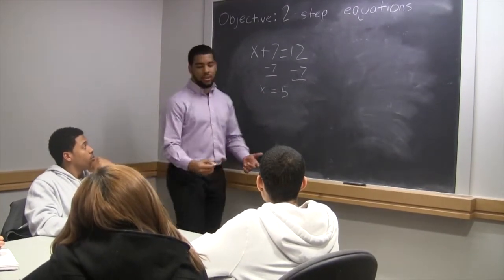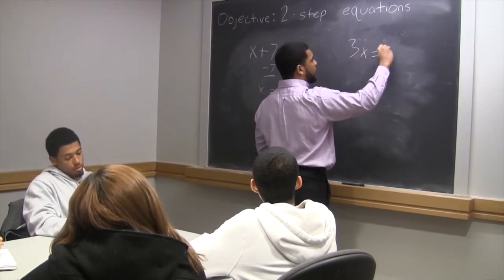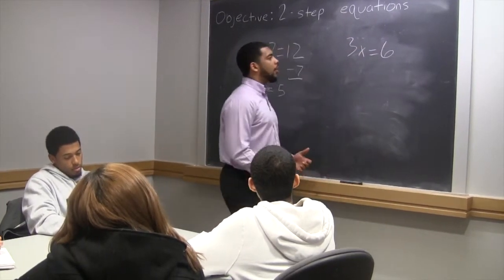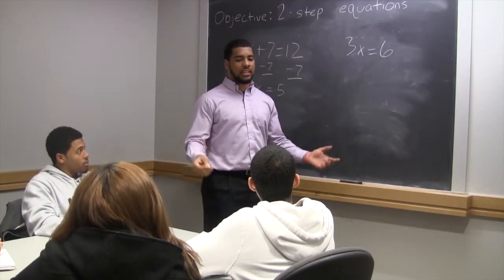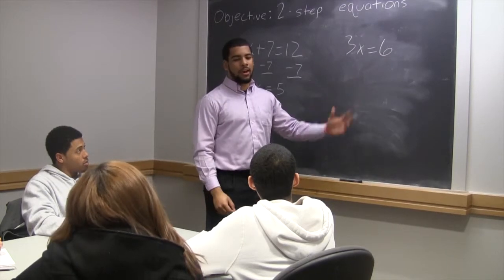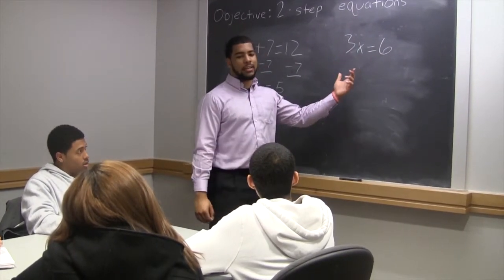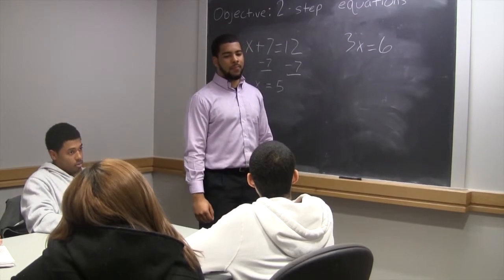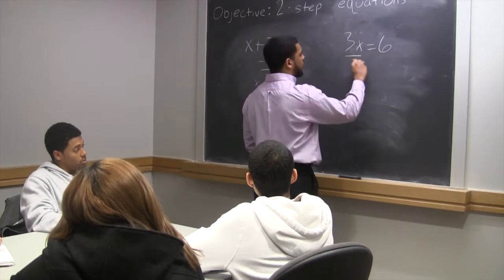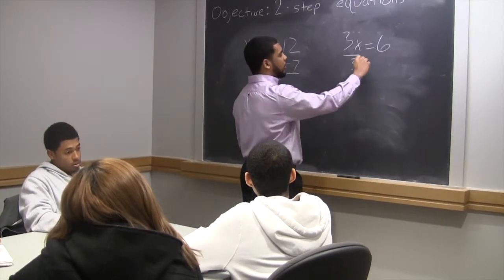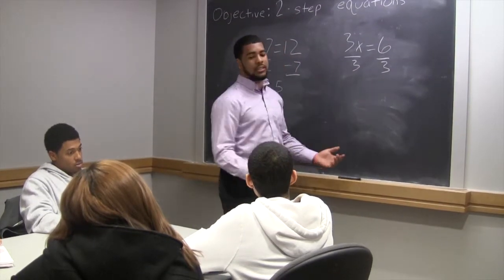So now we're going to do another one. We're going to do 3x equals 6. Whenever you have a number next to a variable, that means that number is multiplied to it. So Sydney, how are we going to isolate x and get it by itself? You're going to divide both sides by 3. Right, divide both sides by 3, because division is the inverse of multiplication, and we have to divide both sides by 3 because it's an equality.